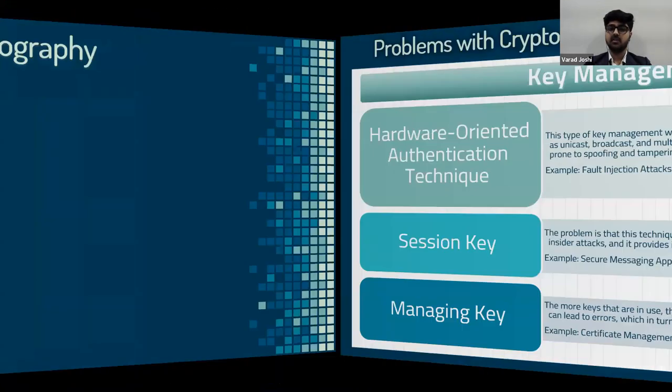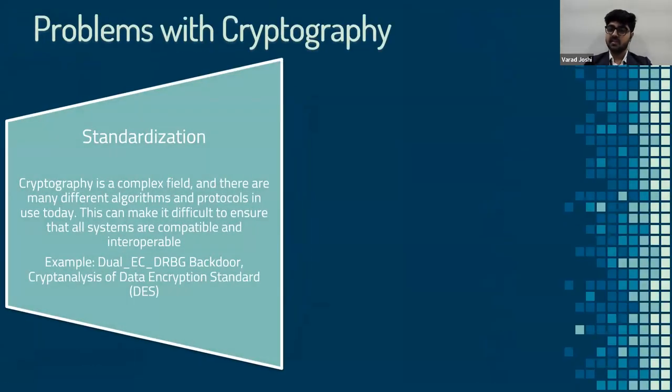Now let's talk about the other problems also. The first one is standardization. As you all know, cryptography is a very complex field, and because many algorithms and different types of methods were created, not all the algorithms can be supported in one single computer. Because of that, intercompatibility issues may arise.